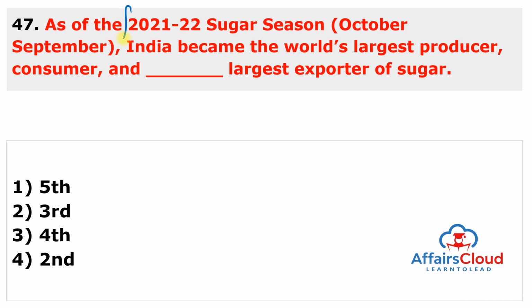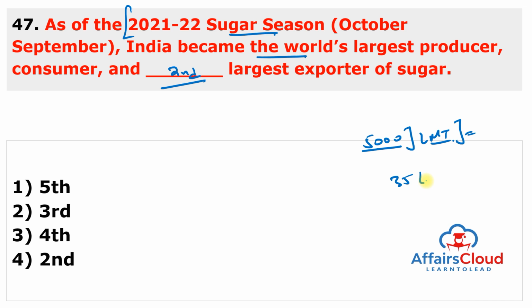As per the 2021-22 sugar season, October to September, India became the world's largest producer, consumer and the largest exporter of sugar. India is the second largest exporter of sugar in the world. For the sugar season from October to September 2021-22, a record amount of more than 5,000 lakh metric ton of sugarcane was produced in the country, making India the largest producer, consumer and the second largest exporter of sugar.